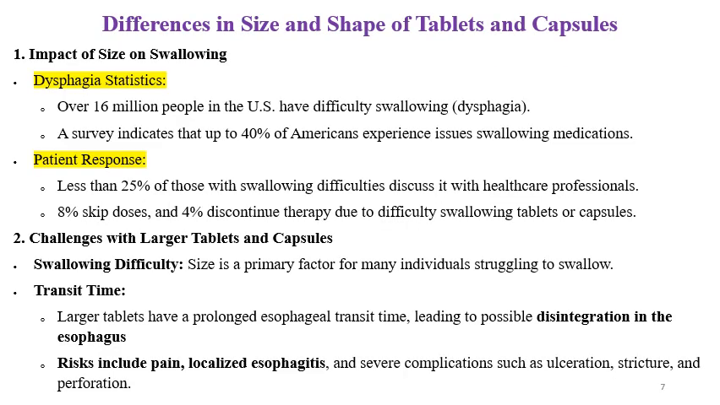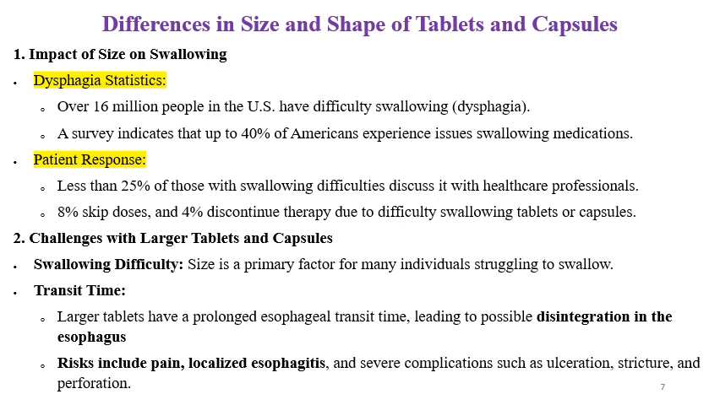So why is size and shape important? Because size and shape impact the dysphagia patient response. Surveys were made and many of the people were having dysphagia, and patient response was not good for the products which were having swallowing difficulties. Many patients face the problem of swallowing difficulty. Challenges with the larger tablets and capsules: swallowing difficulty. Size is the primary factor for many of the individuals struggling to swallow.